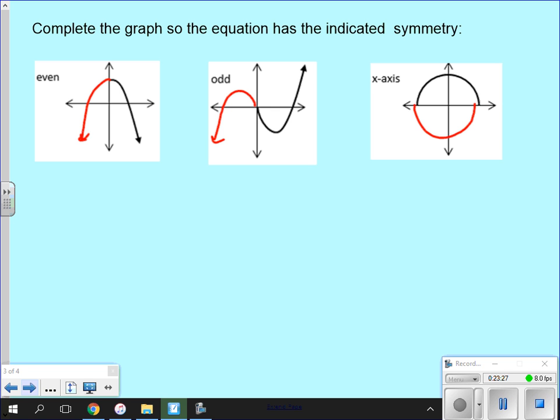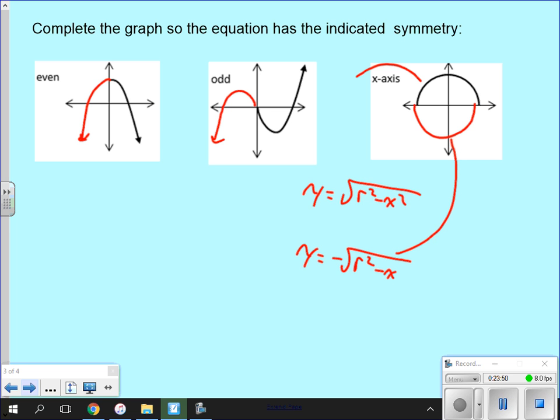So what you used to have to do was graph the top half and then graph the bottom half. Top half: y equals the square root of the radius squared minus x squared. Bottom half: y equals negative square root of the radius squared minus x squared. You would type in both of those and have it graph one and then the other, and it gave you the top half and the bottom half.